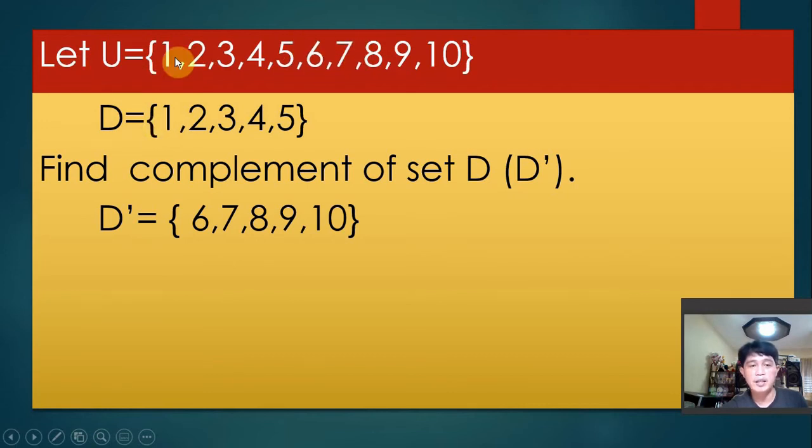So this is the base, our reference, the universal set. And this is our given set D, whose elements are 1, 2, 3, 4, 5. If you are to find the complement of set D, you look at the universal set and see which numbers were not included in set D. Therefore, these numbers are 6, 7, 8, 9, 10. So obviously, the complement of set D is a set whose elements are 6, 7, 8, 9, 10.